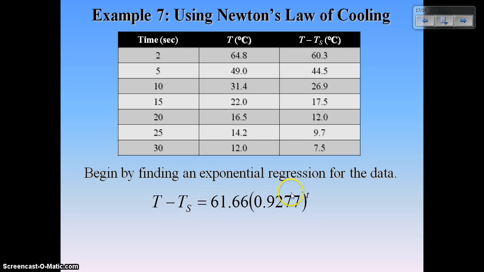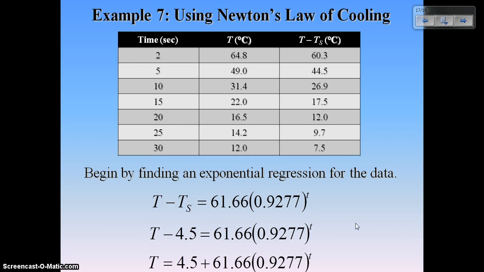Now the calculator actually gives me this part right here, 61.66 times 0.9277 to the t. That is an exponential regression. And so T minus T sub S. Now I know what T sub S is. T sub S was 4.5. And now I can solve for T, and I have this equation here. T equals 4.5 plus 61.66 times 0.9277 to the t.